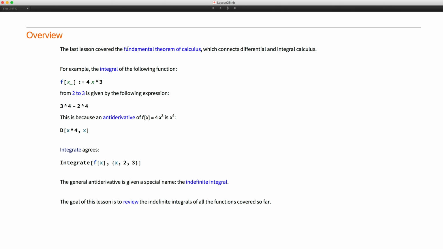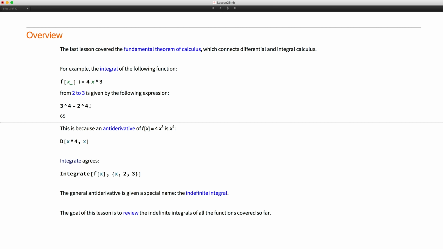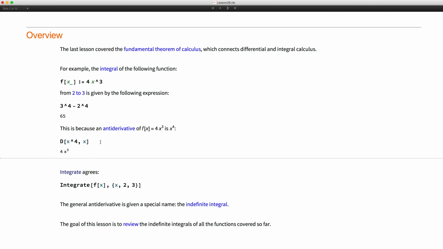So in the last lesson, we talked about the fundamental theorem of calculus, which connects differential calculus and integral calculus. So for example, if I said find the integral of this function 4x cubed from 2 to 3, then the answer is simply 3 to the power 4 minus 2 to the power 4. That's 65. And that's because an antiderivative of 4x cubed is x raised to 4. Let's just check that with D.